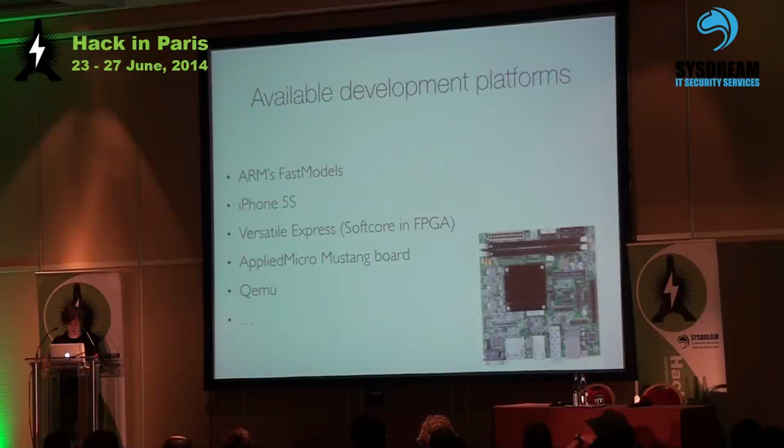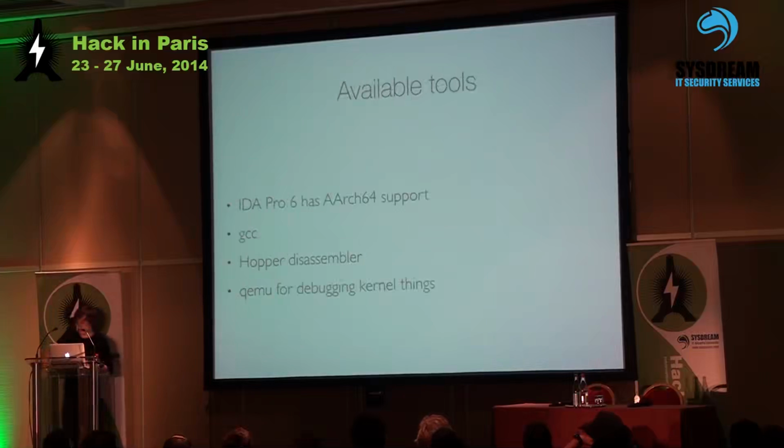If you want to analyze binaries or generate binaries and want to reverse engineer existing ARM64 code, most tools are already up to it. In IDA Pro 6, some months ago, there was an update that now supports ARM 64-bit. GCC can generate and objdump can disassemble the code. The Hopper disassembler, which is a very, very nice and cheap alternative to IDA Pro, has limited but working AArch64 support. And if you want to debug something or want to test your shellcode, you can just run it in QEMU and be up in no time.